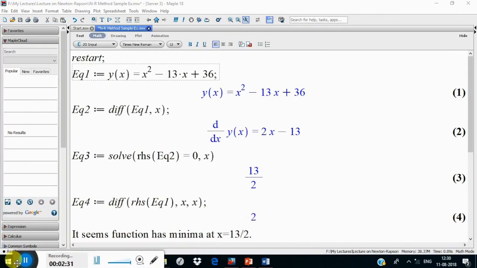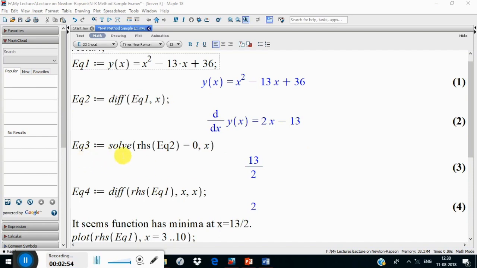Now I want to show certain things in Maple, in the sense that let us suppose that we key in our equation y of x is equal to x square minus 13x plus 36. Then we differentiate this equation with respect to x once. So that gives us 2x minus 13. We have already dealt with this. Now this equation is to be solved for its equality with 0, so that you can find the roots.